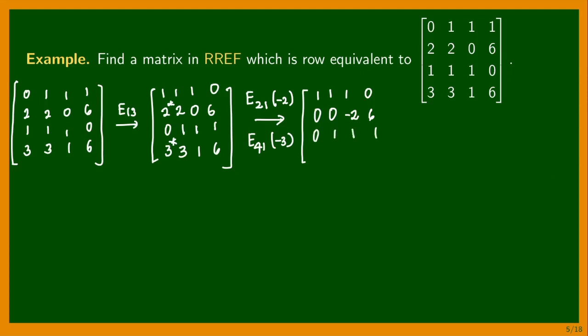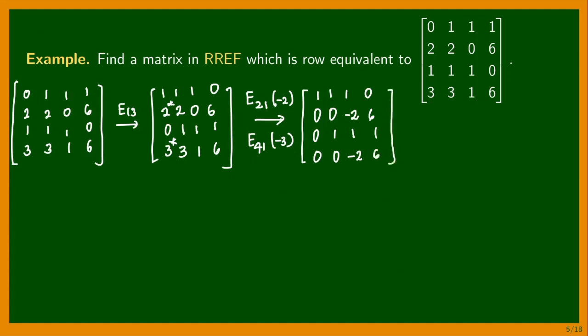Then the 4th row will be changed. Now, of course, this will be 0 because that is the goal. That is the reason why we have this operation. In fact, that's negative 3 times 1 plus 3. That's why we get 0. Next, negative 3 times 1 plus 3 is also 0. Next, negative 3 times 1 plus 1 is negative 2. Finally, negative 3 times 0 plus 6 is 6.